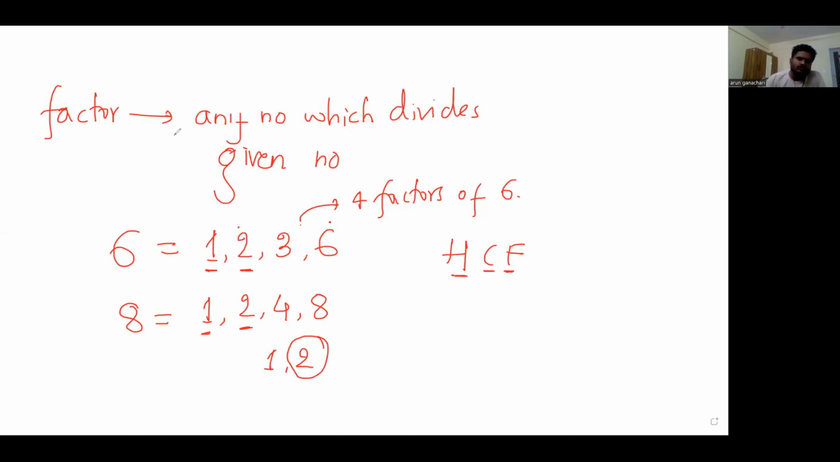And factors can also be referred to as divisors. That's why we call it greatest common divisor. Understanding the concept here? Why we call it HCF? So this is highest common factor.